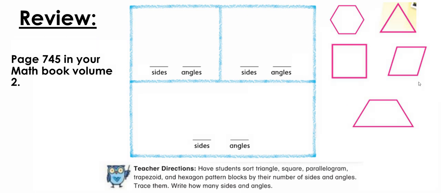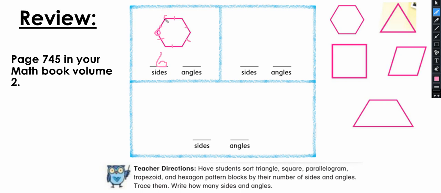Now, the first one I'm gonna help you with. I have this shape here. You can draw them in your book. Here is a hexagon, right? How many sides does the hexagon have? It has, remember, we can count them again. 1, 2, 3, 4, 5, 6 sides. It has 6 sides. And how many angles?